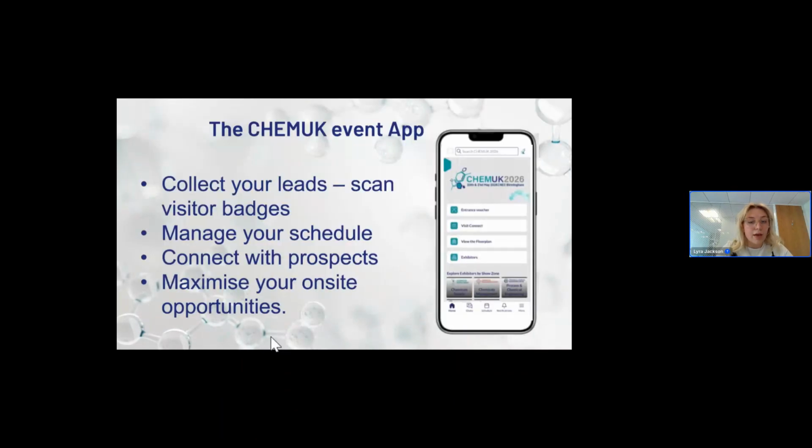So, the CHEMUK event app. This is really important. Every exhibitor should have this downloaded. It allows you to collect your leads. Any visitors that come to the event, you can use this app to scan their badges. It allows you to manage your schedule, connect with your prospects, and maximize your on-site opportunities. In this event app, you can also see the floor plan and a live 360 view. You can see all of the different show zones. You can see all of the networking opportunities and all of your connections, and you also have a personalized schedule.